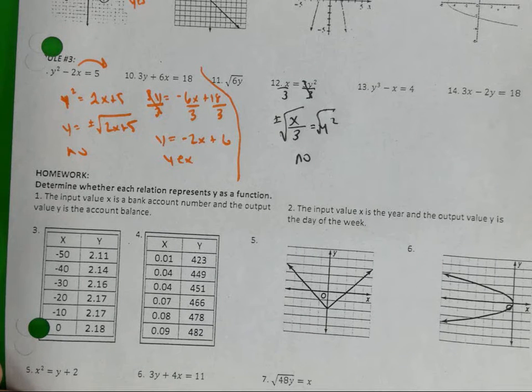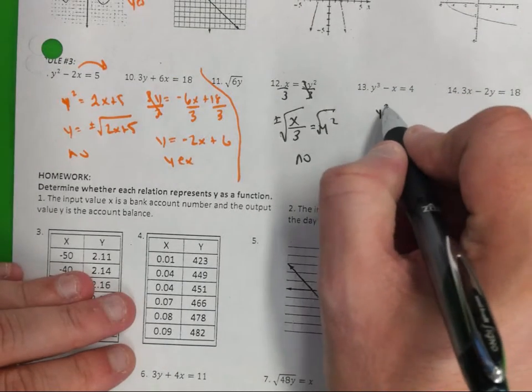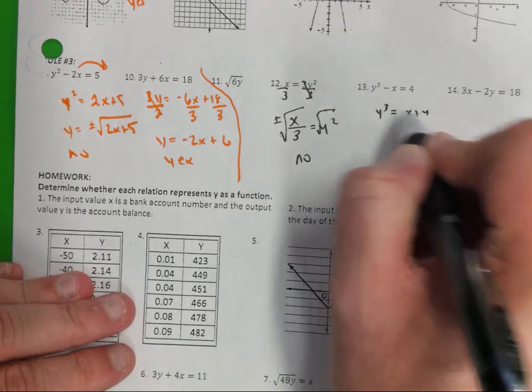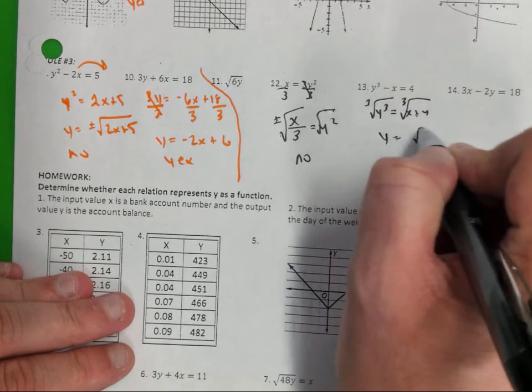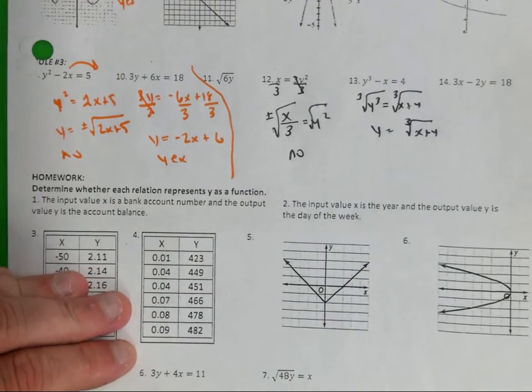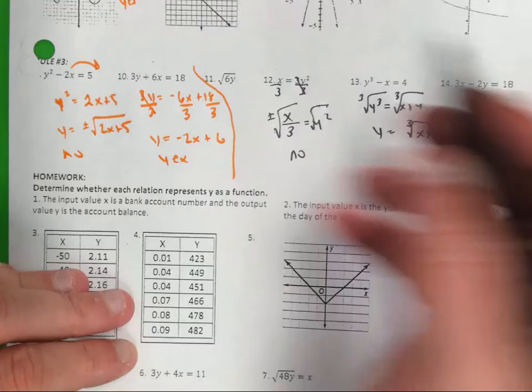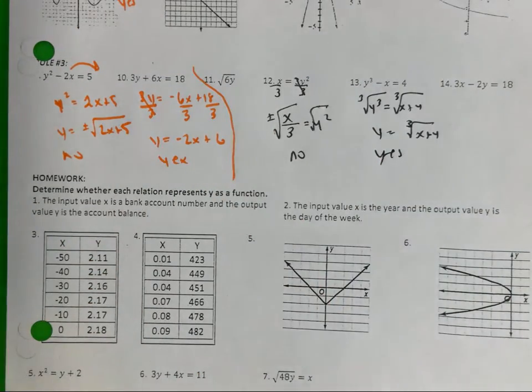Okay, first of all, on cube roots, on odd roots, do you have plus or minus? No. I just want you to know that. Okay, so y cubed equals x plus 4. I take the cube root. So y equals the cube root of x plus 4. So I don't have to worry about plus or minus on odd roots. So is that a function? Yes. Okay. Number 14 is just like 10, and we're not going to work that because you're all intelligent and see that.